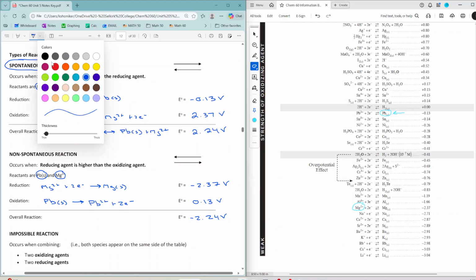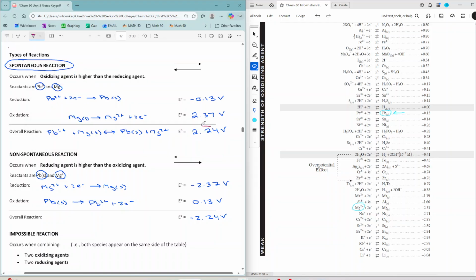The other thing I want to point out at this point here is that the reaction of lead ions and magnesium metal had an overall potential of positive 2.24, and then the reverse has a potential of negative 2.24. We're going to go over that again, but it's good to know that now, that only one of the directions will be spontaneous. So only the lead ions and the magnesium solid would be the spontaneous reaction. The reverse of that, which is the lead metal and the magnesium ions, would be non-spontaneous.